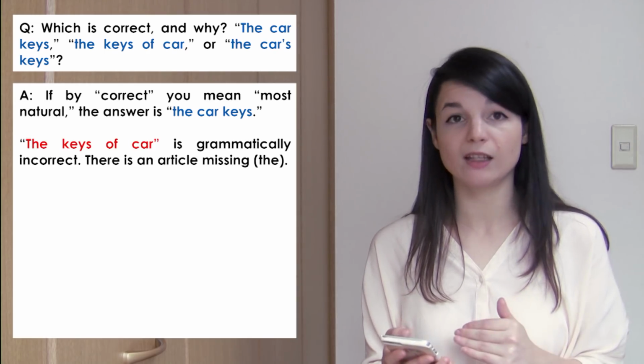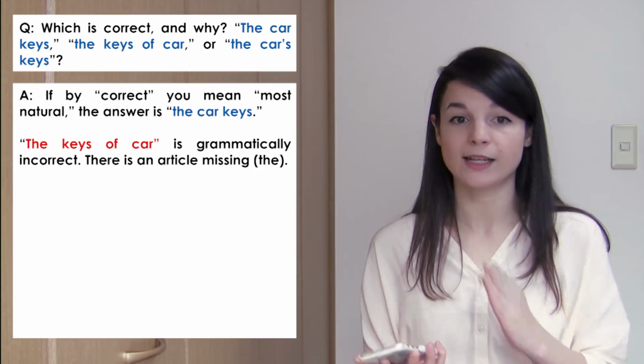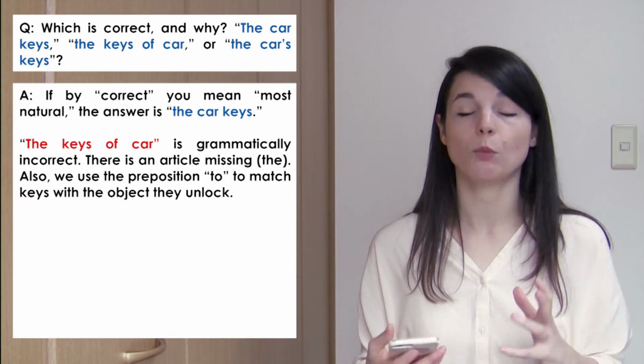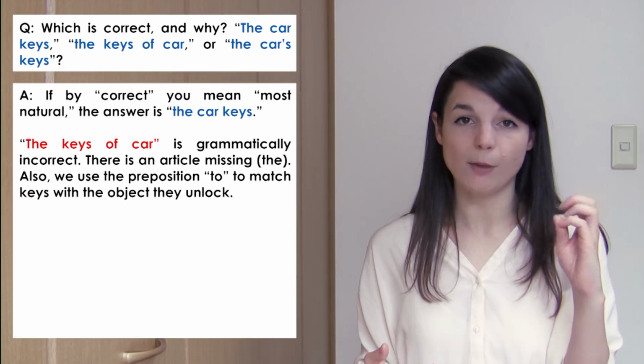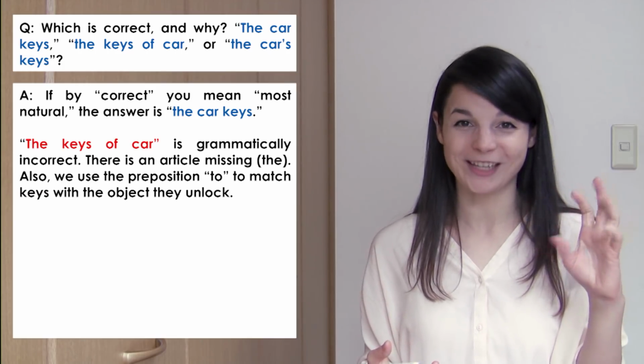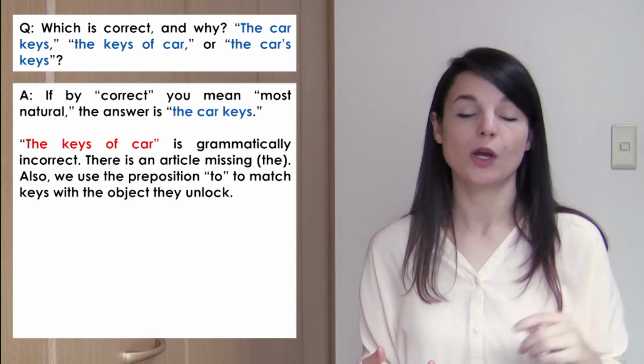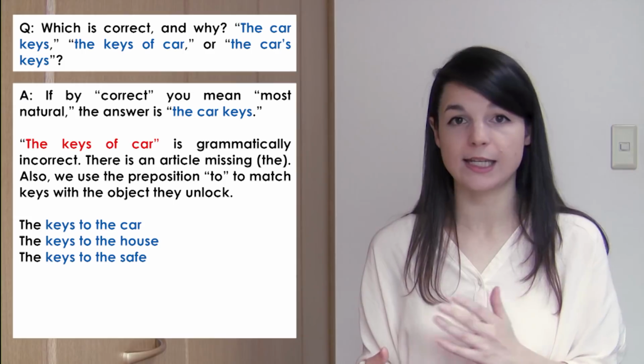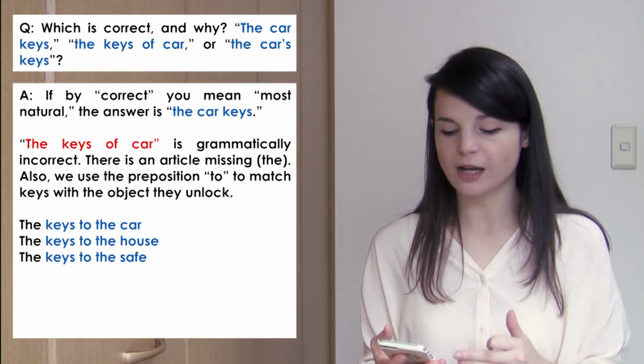Okay, the keys of car is grammatically incorrect. The keys of the car, or we would say the keys to the car. We match keys to the object that they open, the object that they're kind of attached to, with the preposition to. We could say the keys to the car, the keys to the house, the keys to the safe. Here you have the keys of car.